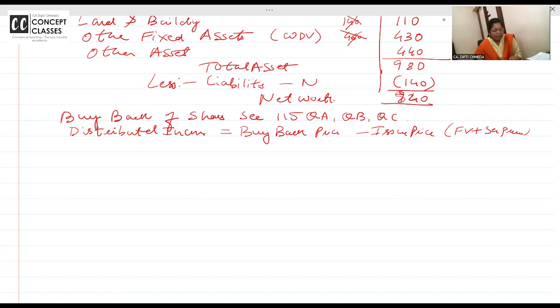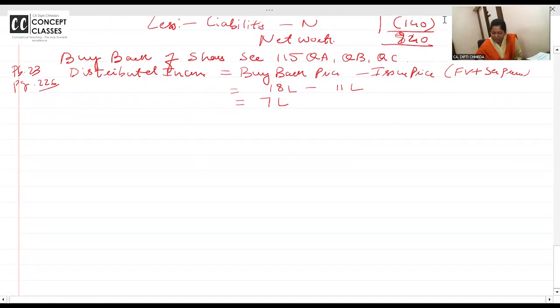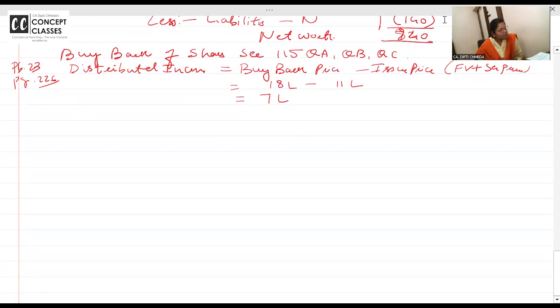So I am into problem number... Are you all with me? Problem number 23. Page number 226. Did everyone get it? Buyback of shares. How much did they buy for? 18 lakhs. How much did they issue for? 11 lakhs. What is the price difference? 7 lakh. Distributed income. Come, distributed income.